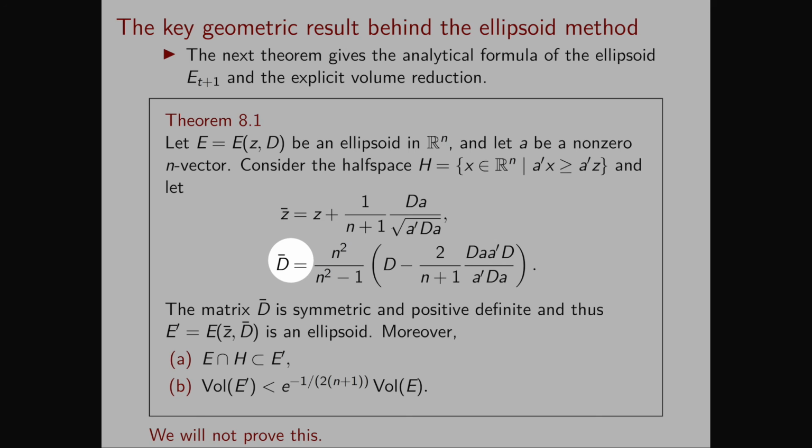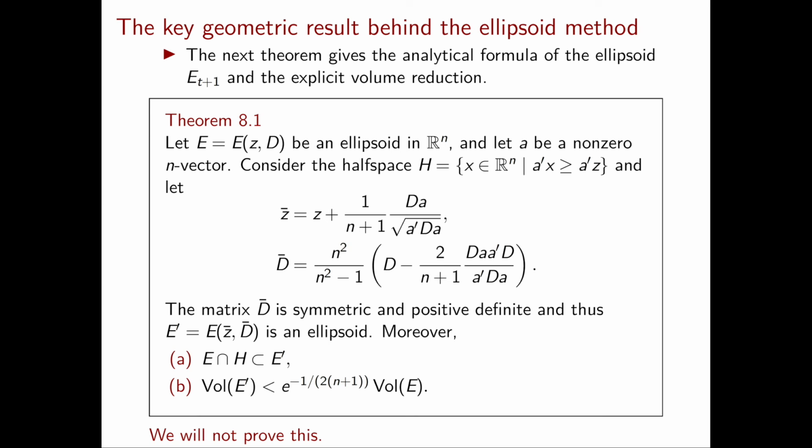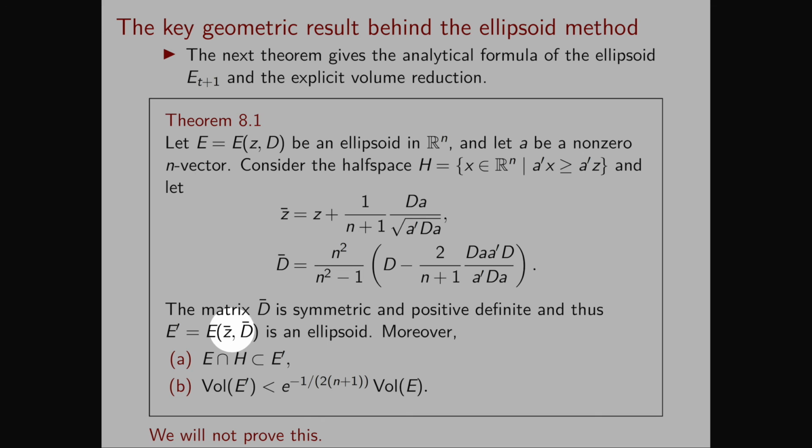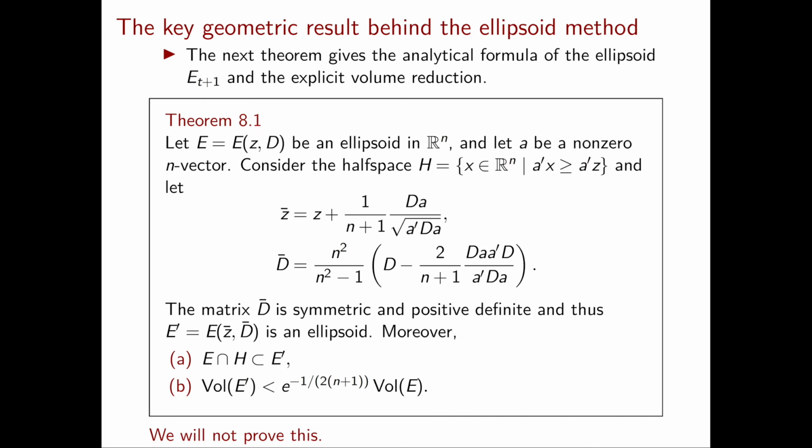And let D bar be equal to n² over n²−1 times D minus 2 over n+1 times Daa transpose D divided by a transpose Da. Now the matrix D bar is symmetric and positive definite. Therefore we can consider the ellipsoid E' equal to E(z bar, D bar). E intersected with H is contained in E', and the volume of E' is less than the volume of E times e to the minus 1 over 2(n+1). We will not prove this theorem.